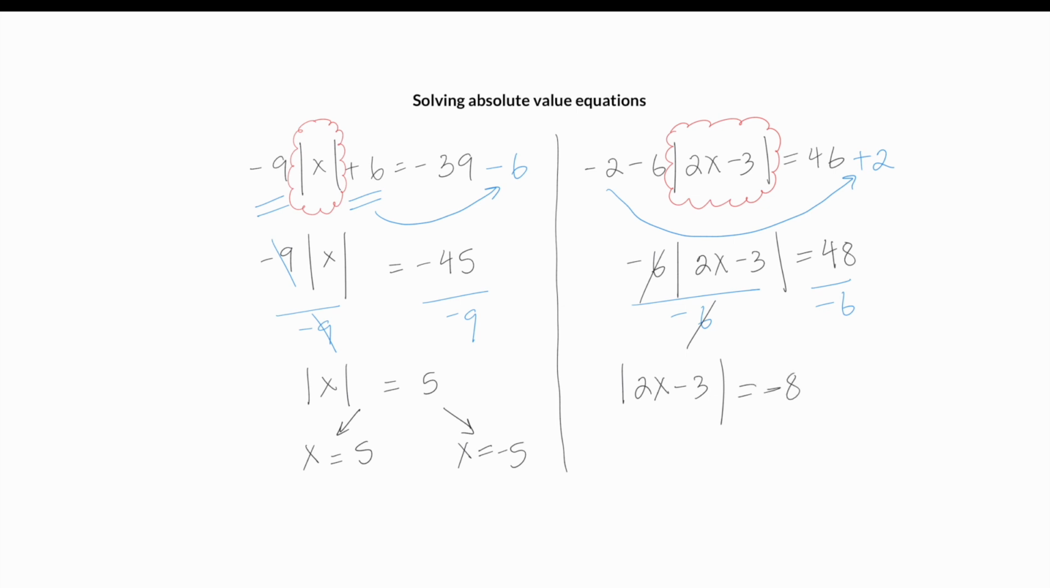And technically at this point we are ready to split our equation into two equations. Each won't have the absolute value. But because the bars here are equal to a negative number, I will say no solution.